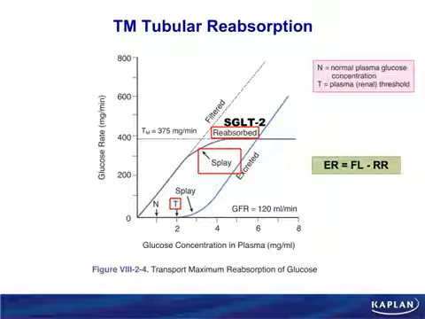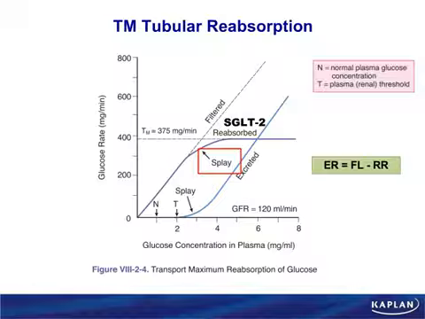Transport maximum. Transport maximum, remember the definition, very important definition to understand. Transport maximum is the rate of reabsorption at which all of the carriers are saturated. Once the carriers are 100% saturated, you don't stop reabsorbing, you continue to reabsorb glucose. However, you are reabsorbing glucose at a constant rate. That constant rate of reabsorption is 375 milligrams per minute. That is the definition of transport maximum.